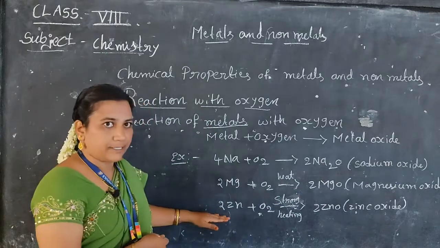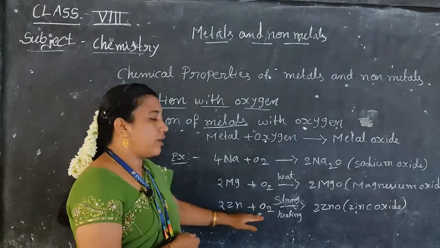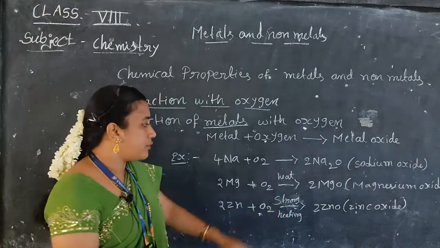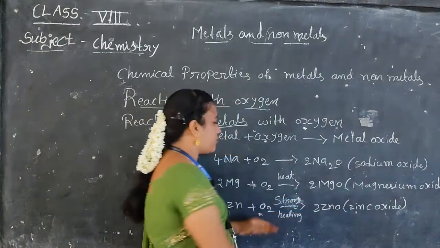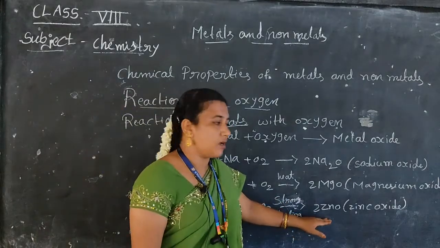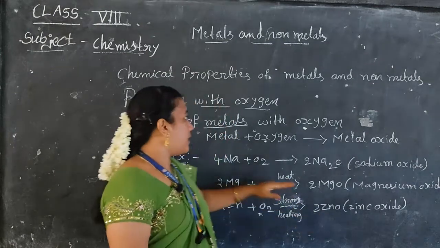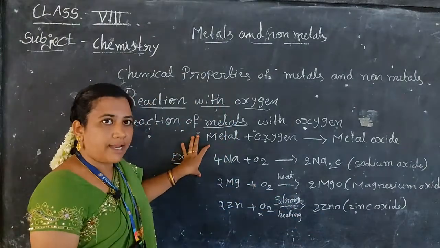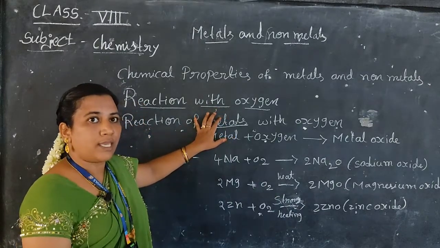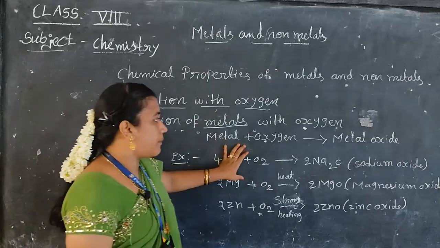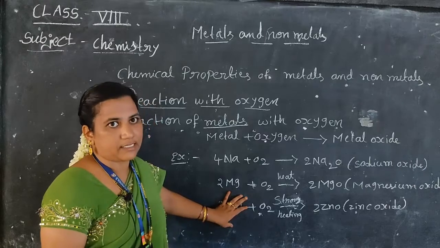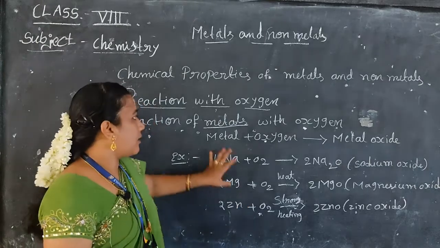Next, coming to zinc. Zinc reacts with oxygen only with strong heating. We need to do strong heating so that it forms the product zinc oxide. So here what we have to understand is that even metals show different reactivity. Yes or no? The reactivity of metals is different. Do you understand this?